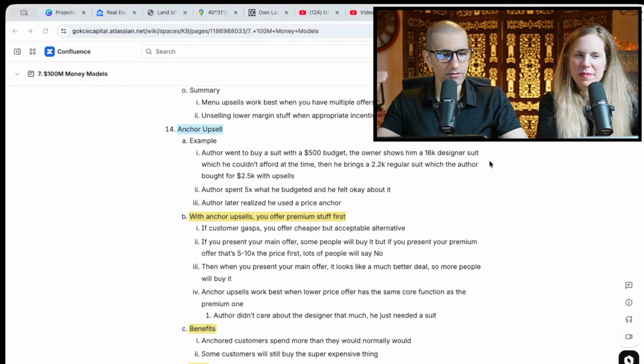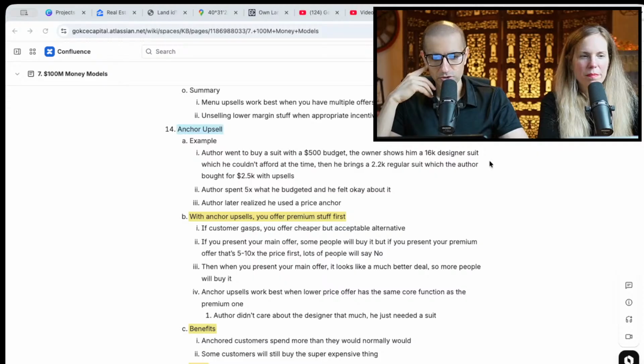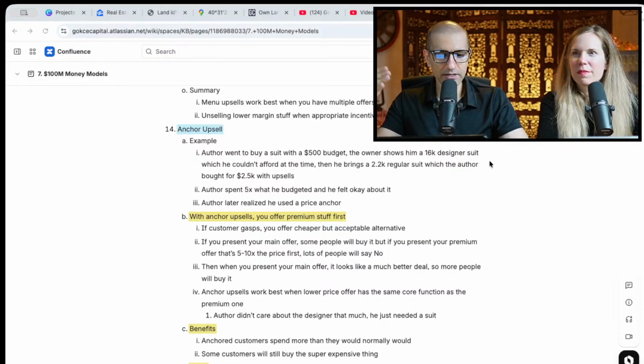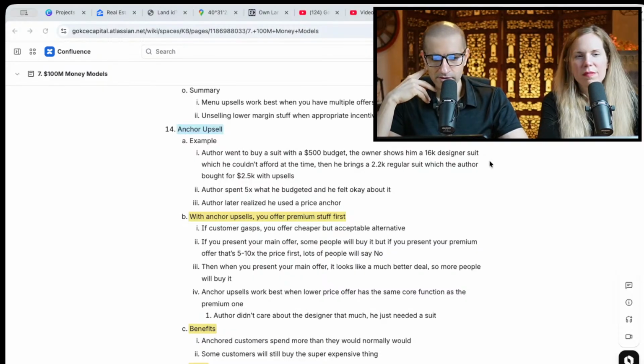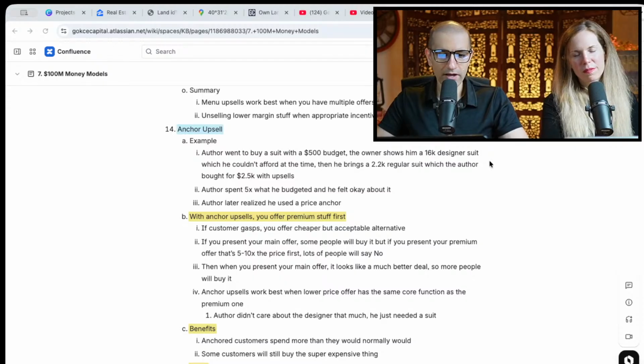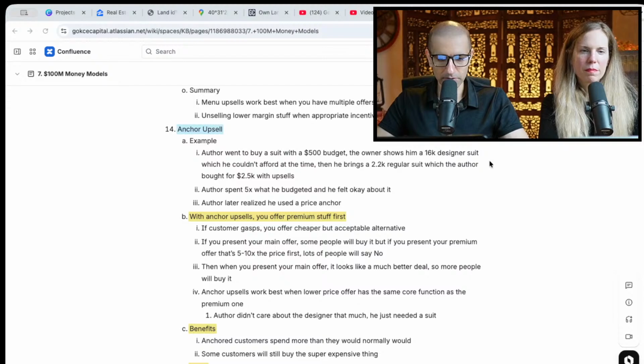So you anchor with a very high value product, and then you sell them something that's more affordable, but it's still above their initial budget, right? So he had a $500 budget. He ended up spending $2,500 with the upsells, with socks, ties, shirts, and stuff. Okay, so that's what an anchor upsell is on a high level and how it works, but we'll get into it much deeper very shortly.